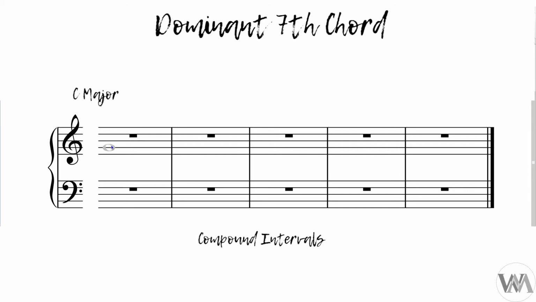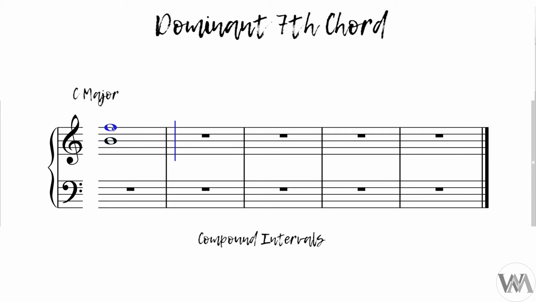Let's use C major again. So we're going to use G. The diminished fifth will be the B and the F, so the third and the seventh interval of the dominant seventh chord. So this will be the diminished fifth. But this is not compound because the interval is still smaller than an octave. But if we want to write it as a compound interval, then we are going to do the following.